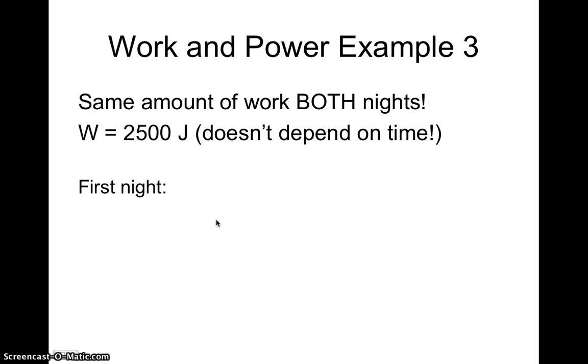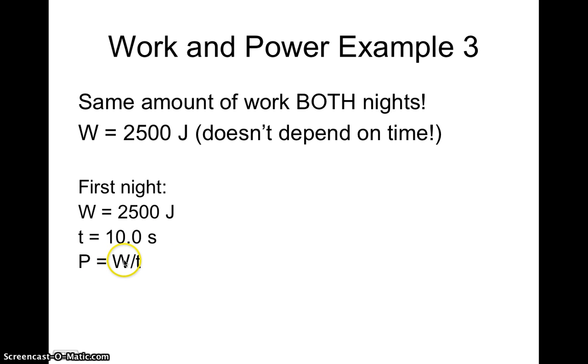The thing that is going to be different is the amount of power that she uses in order to go from the bottom to the top step, and it's dependent upon the time. So for the first night, we know that her work was 2,500 joules, and the time that it took her was 10 seconds, so she was pretty slow. Power is pretty simple to do. It's just work divided by time.